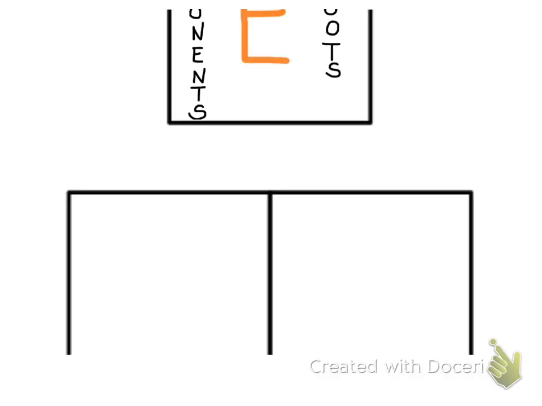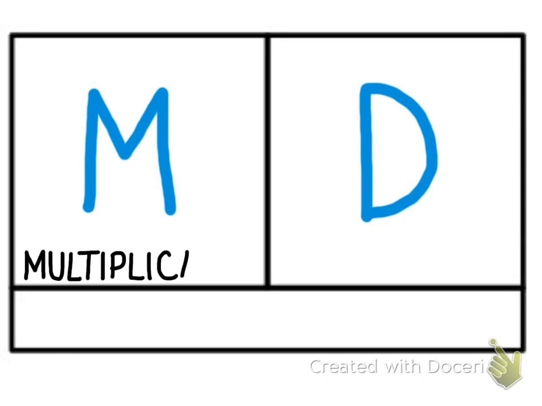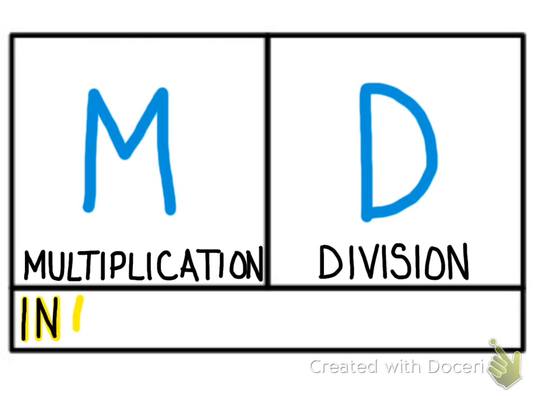Underneath that, you'll see a space, and we're going to draw two arrows because the thing that comes next will depend on which expression you're simplifying. So in the next two boxes, we're going to write M and D for multiplication and division. But it's not always going to be multiplication before division. It's whichever one comes first, left to right.